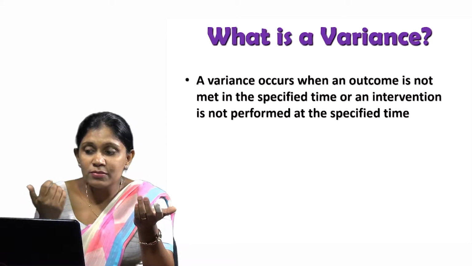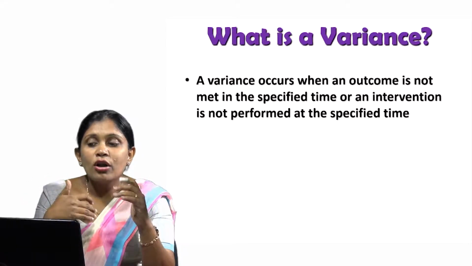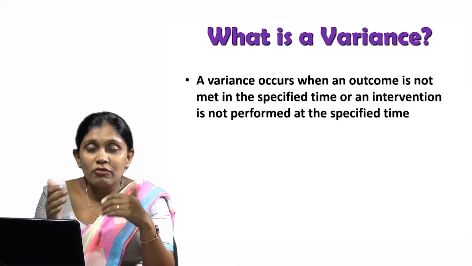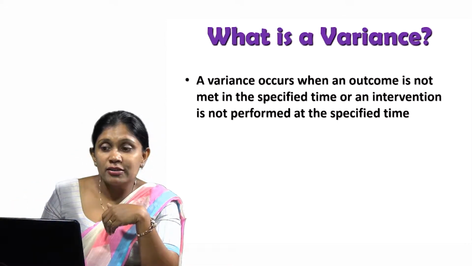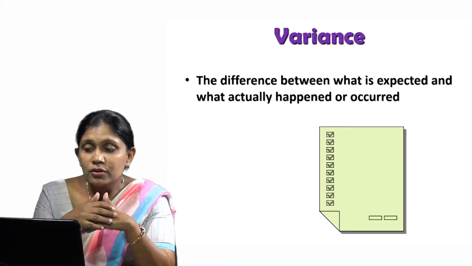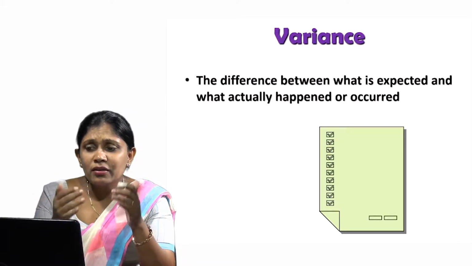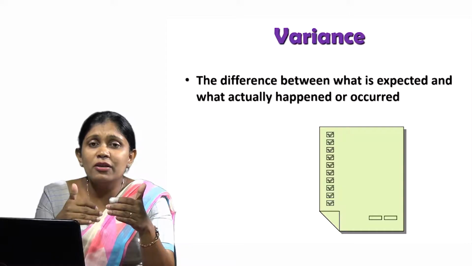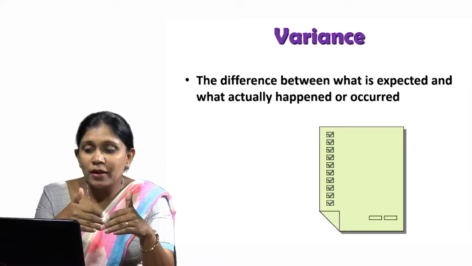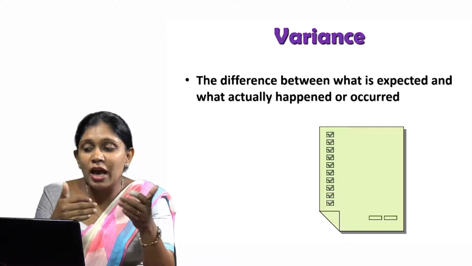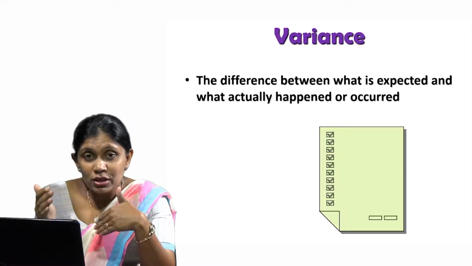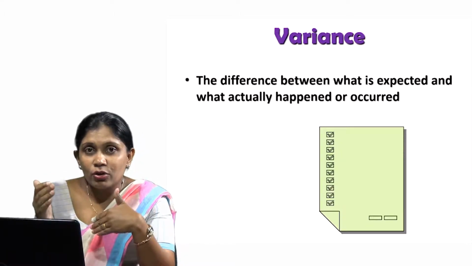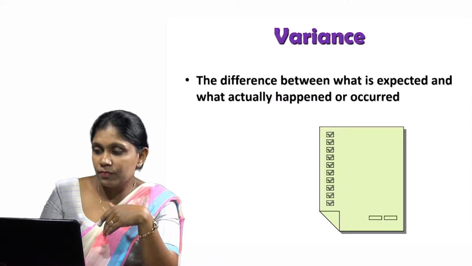Sometimes the intervention is not performed at the specified time. What we planned, we are not able to perform according to the given charts. So, very simply, variance is the difference between what is expected and what actually occurred to the patients or on the pathway.